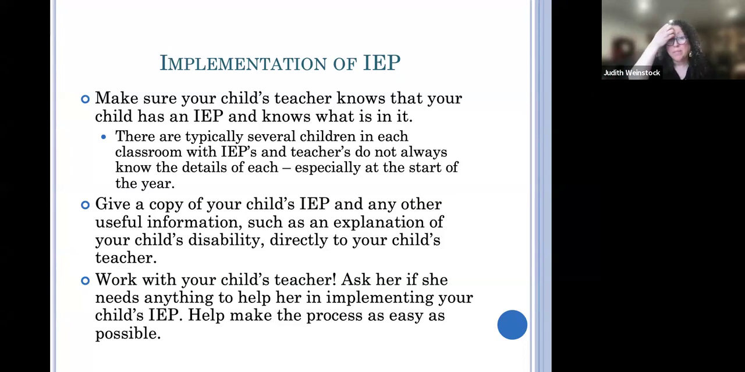Now, as far as implementing the IEP, districts are large. They have a lot of kids in their classrooms. Making sure that your teacher knows that your child has an IEP is very important. Typically, there are several children in the classroom that have IEPs. Sometimes teachers just don't know the details of each. So you can give them a copy of your child's IEP, go over some of the specifics in it of what their responsibilities may be, or maybe there's an aide in the classroom, what their responsibilities may be, and what your child is struggling with, so that the teacher is aware.